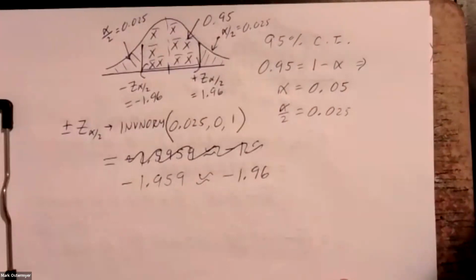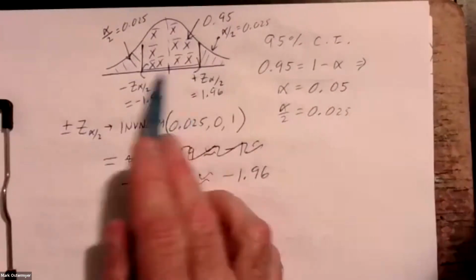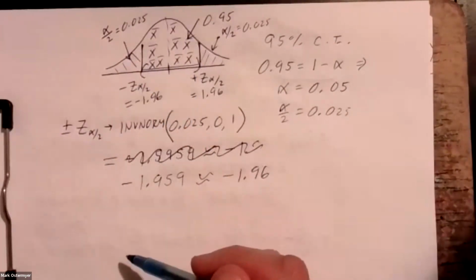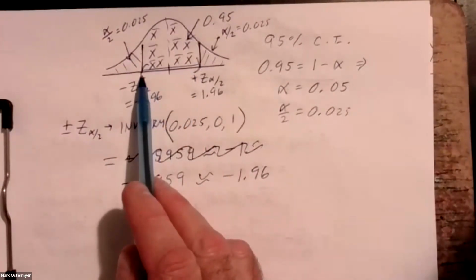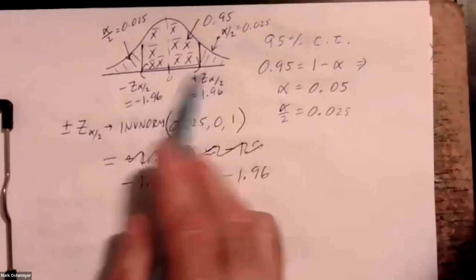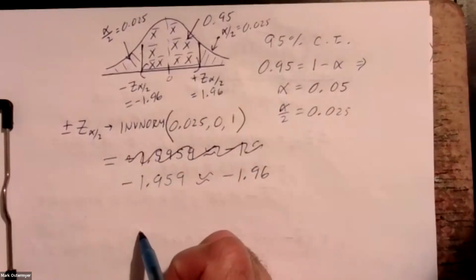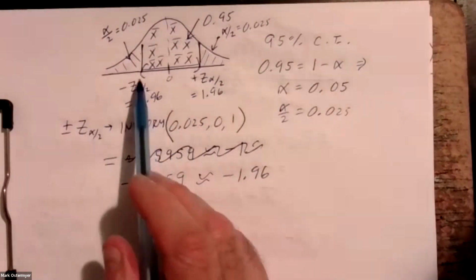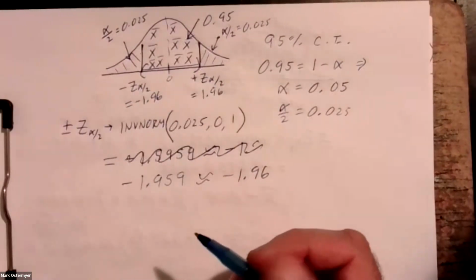Those are your critical z-values for a 95% confidence interval. And notice that these critical z-values are further away from the mean of 0 here. So when you increase your level of confidence, your z-values increase.